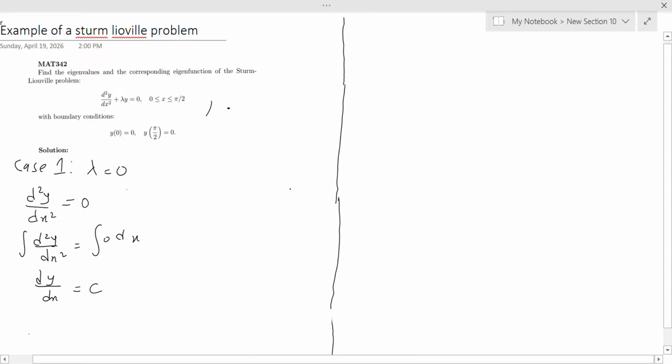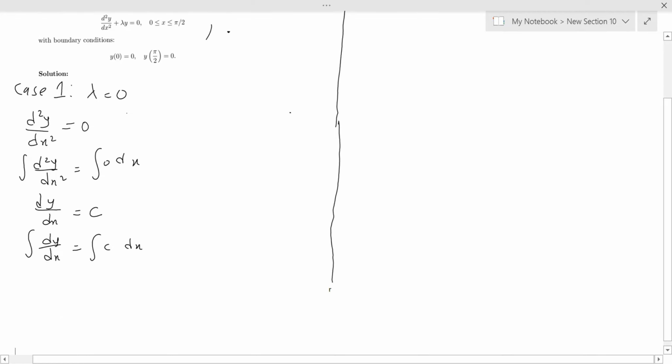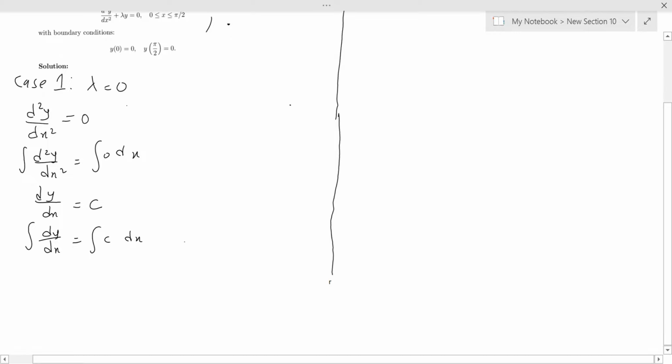Then if you integrate dy dx with respect to x again, you get y equals cx plus, let's say, k. So these are solutions. So let's see what will be the value of y with those boundary conditions.